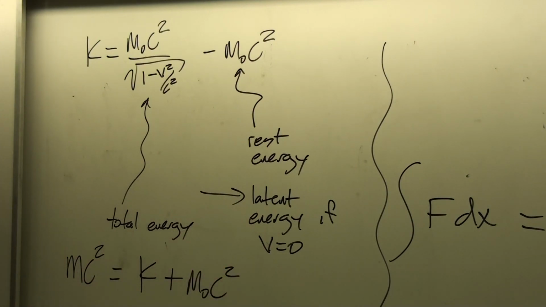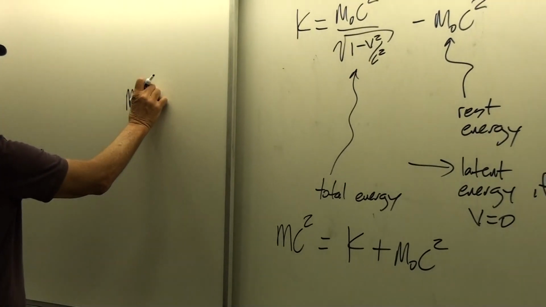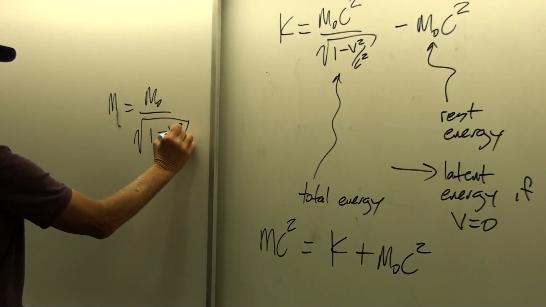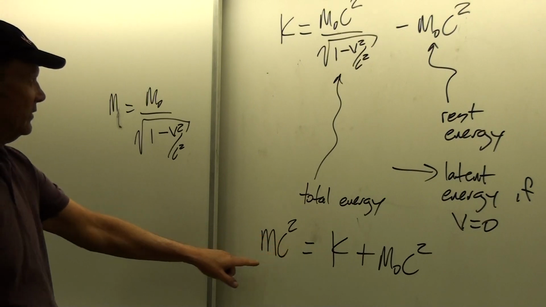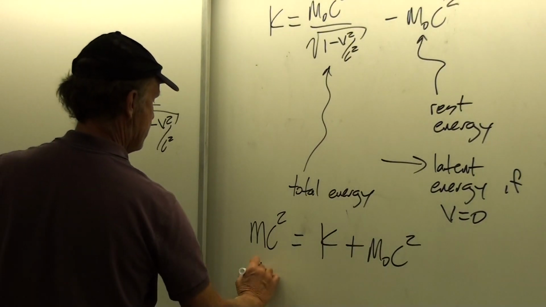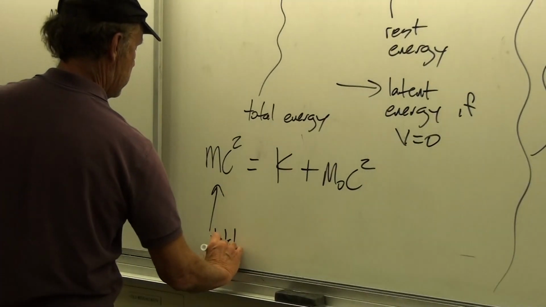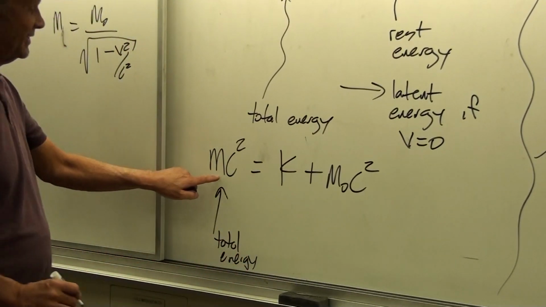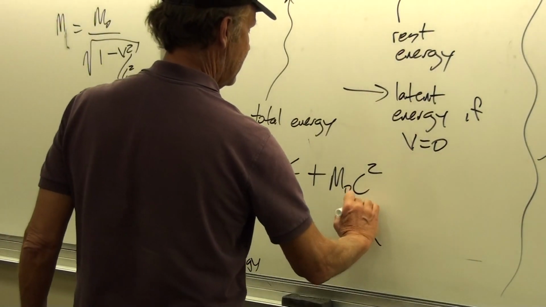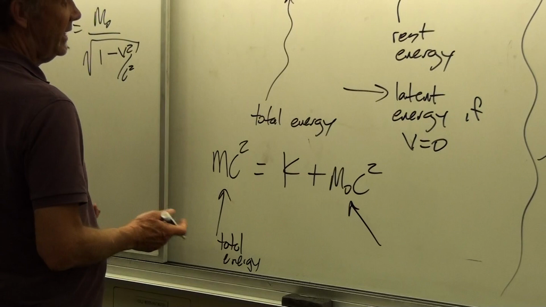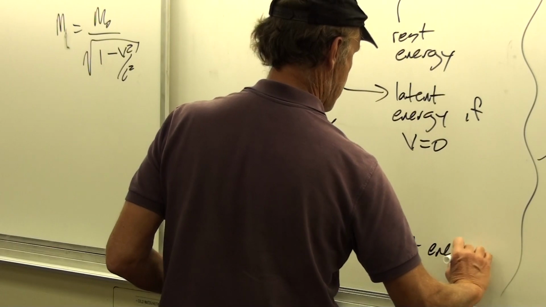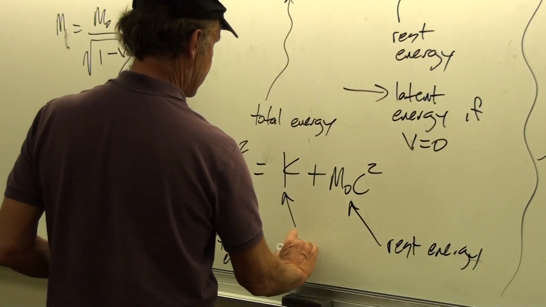here is just our relativistic mass. M is equal to m naught divided by square root 1 minus v squared over c squared. And so this then is total energy equals kinetic energy plus rest energy. Or E equals mc squared, but with a relativistic mass. This is our rest energy, which is the inherent energy in a system that has 0 velocity. And this is our new expression for kinetic energy.